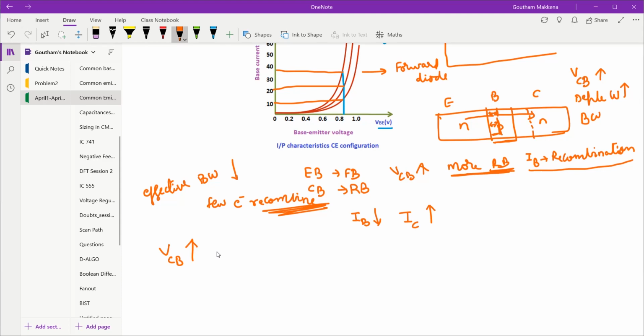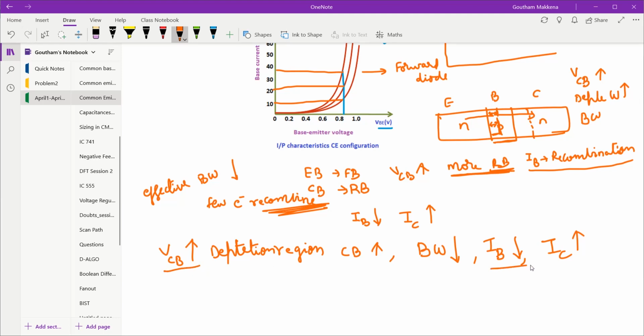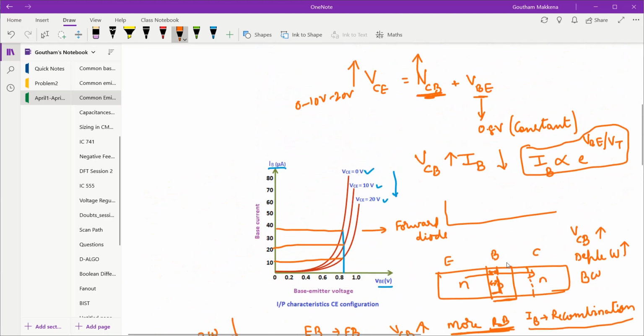When we increase VCB, the depletion region of the collector base junction is increasing. That results in the effective base width reducing. When the effective base width is reducing, IB is reducing. When IB is reducing, IC is also increasing. So this is how, when we increase VCB, IB is reducing. That is what is being shown here.